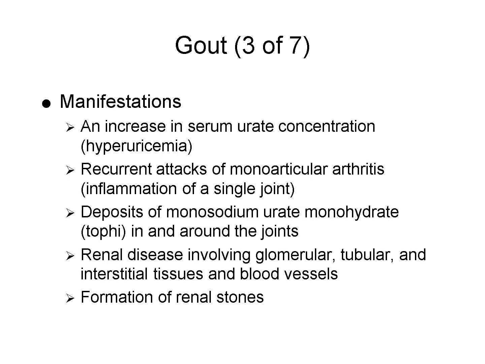Gout presents with sudden, severe joint pain, often beginning at night. Joints become red, hot, tender, and swollen. Tophi, which are deposits of urate crystals, can develop in joints and soft tissues. Gout may also lead to kidney stones and chronic renal disease if left untreated.